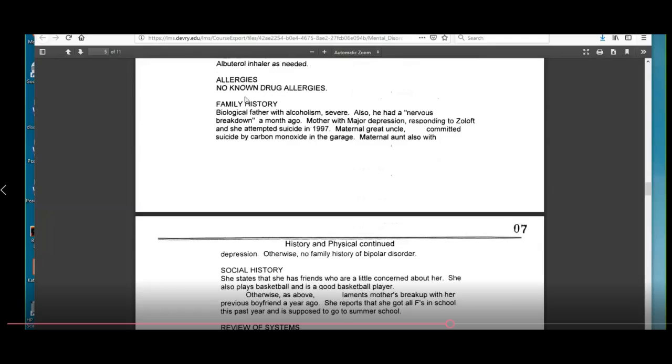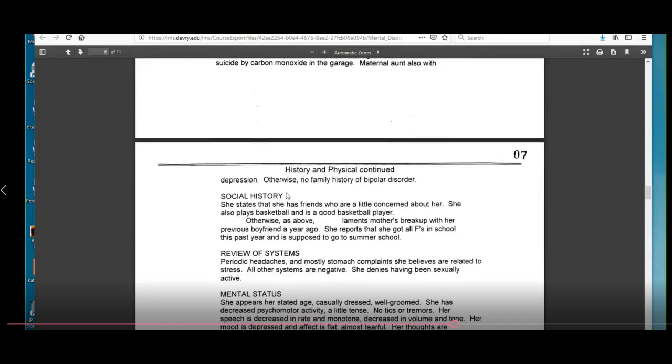No allergies, family history. The biological father has alcoholism, severe. Also, he had a nervous breakdown a month ago. The mother has major depression, who is on Zoloft. She had attempted suicide in 1997. Maternal great uncle had committed suicide by carbon monoxide in the garage. Maternal aunt also with depression, otherwise no family history of bipolar.